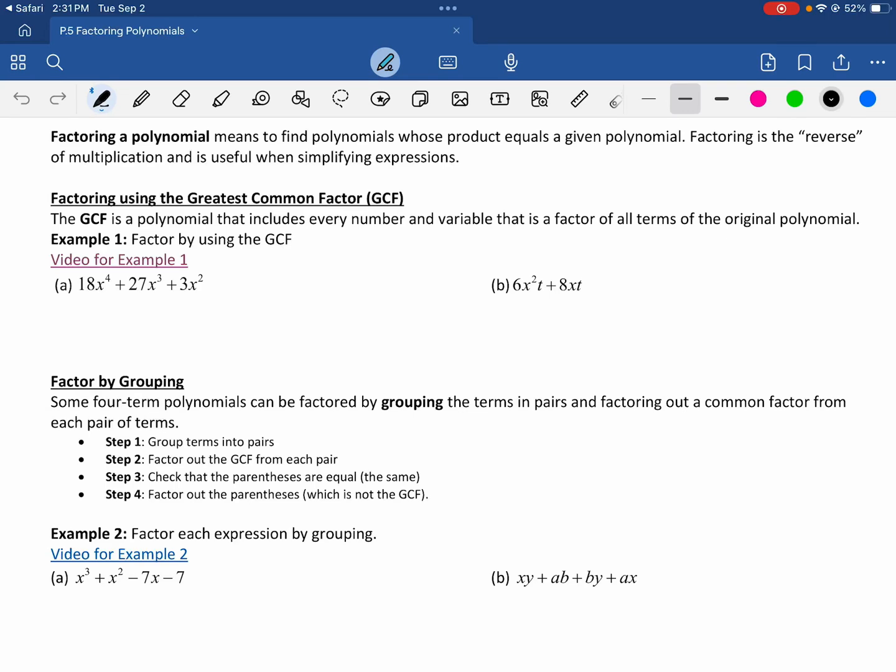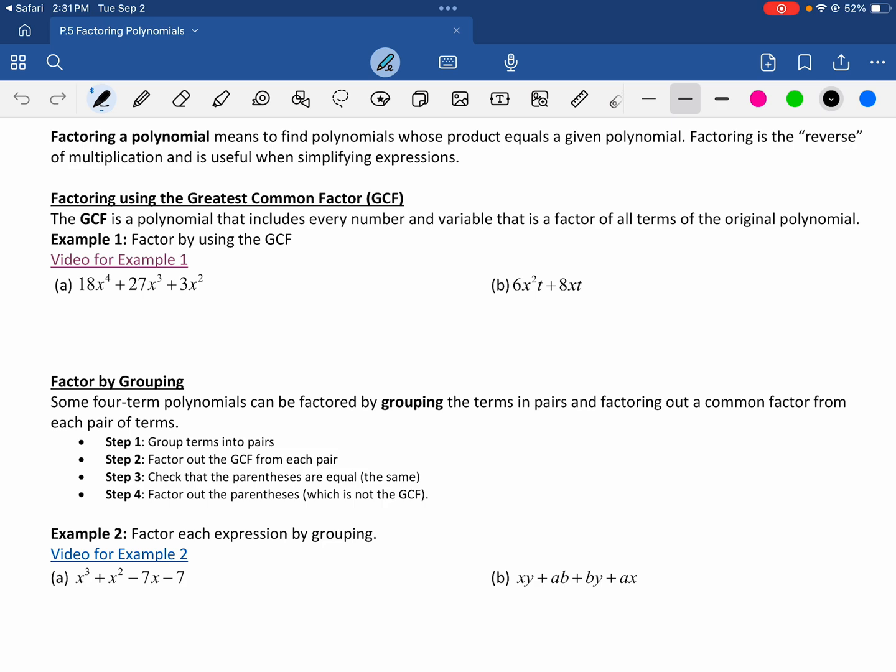All right, in this section, we're going to be looking at factoring polynomials. First step in factoring, anytime you are asked to do it, is to check for a GCF, or greatest common factor. So that's what we're going to look at in this first couple of examples. If you click on that link there, it should take you to a video of example 1.